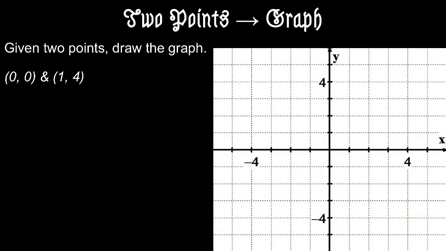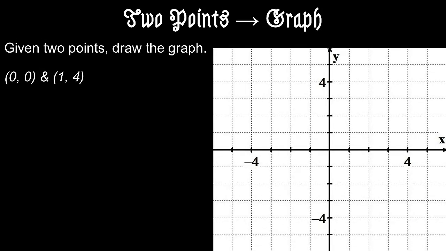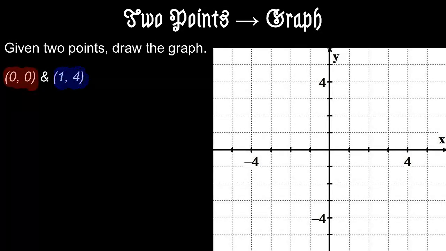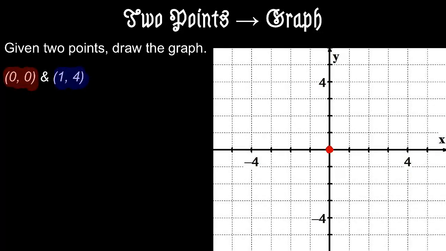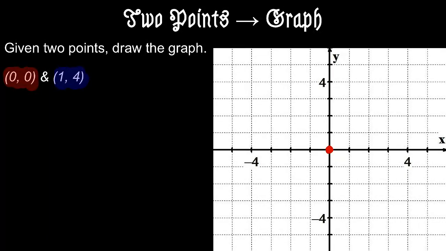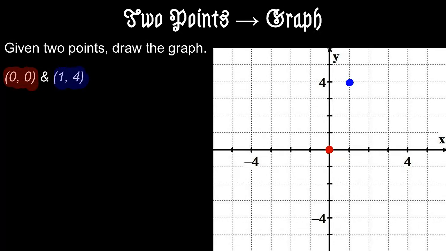All right. So I'm going to draw the graph of a line given 2 points. So I have 2 points here. The first point is 0, 0. My x value is 0, my y value is 0. The second point is 1, 4. My x value is 1, my y value is 4.